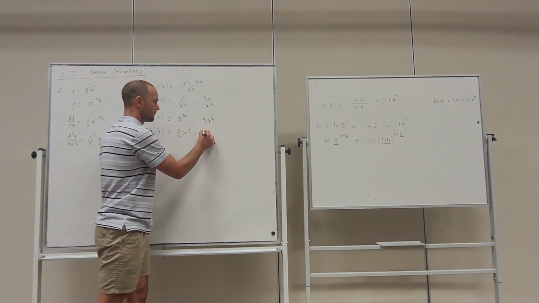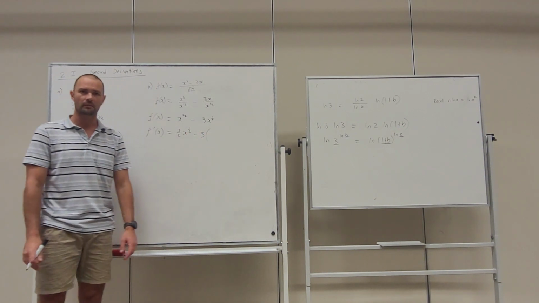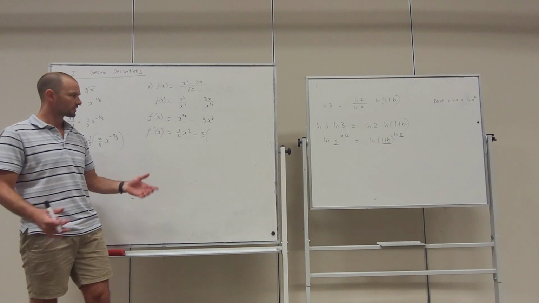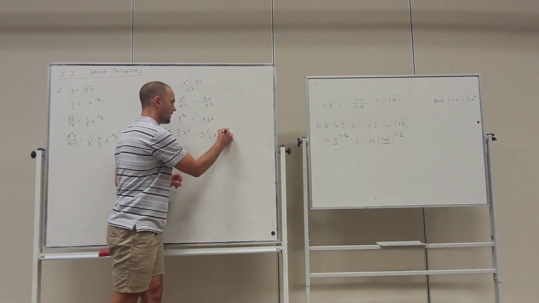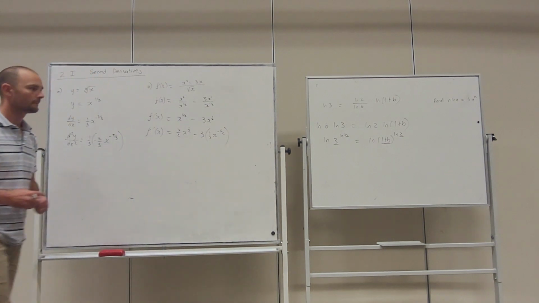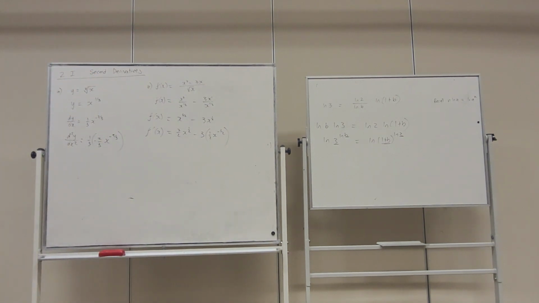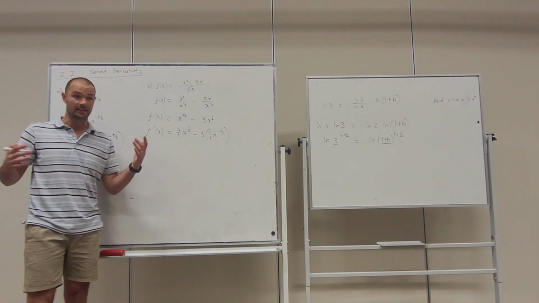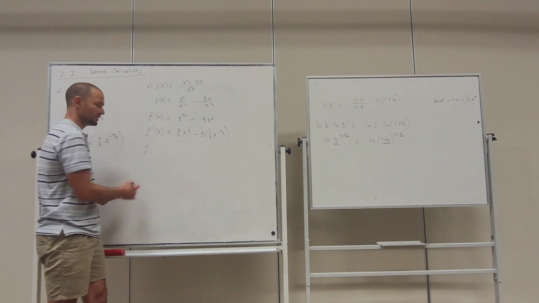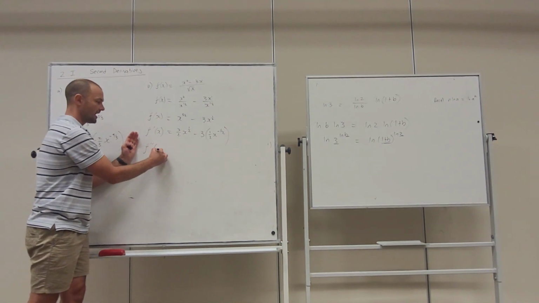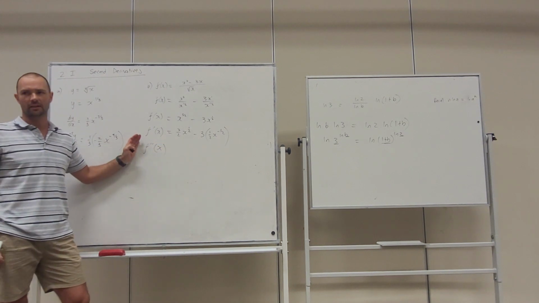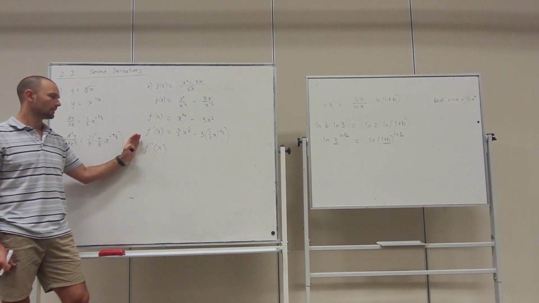And then we have the 3 hanging out. The 3 is just a number multiplying through, it's just going to stay there. X to the half will become half x to the minus half. Okay, that's the first derivative. Let's get the second derivative. So the way we denote the second derivative when we're using f of x is f dash dash of x. Two dashes for the second derivative.